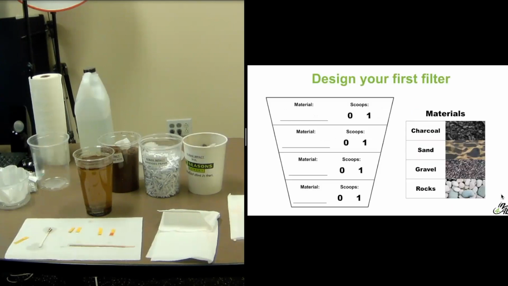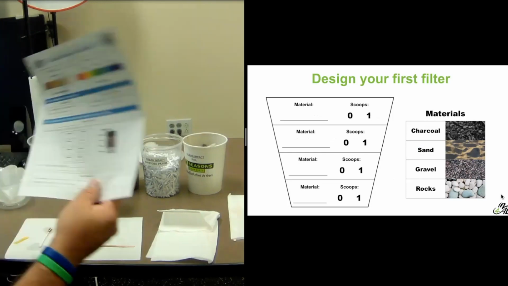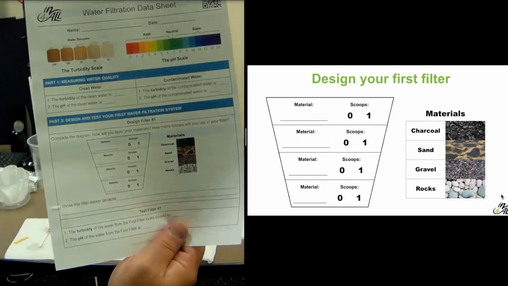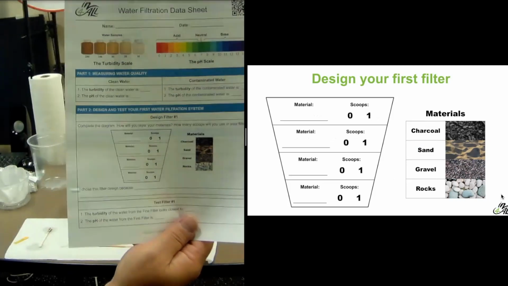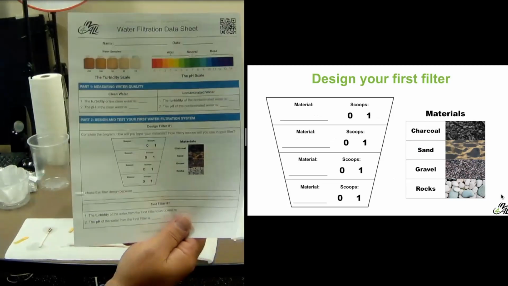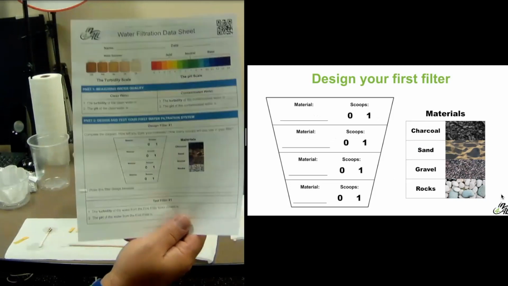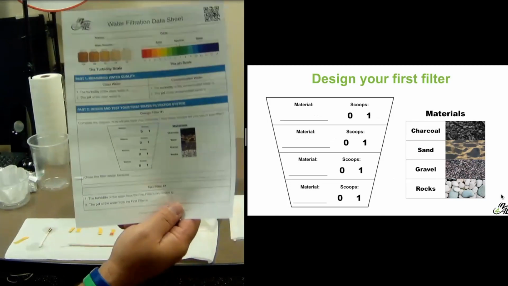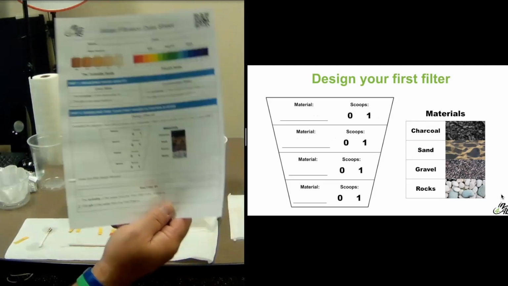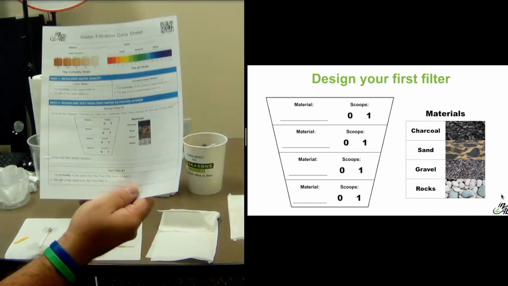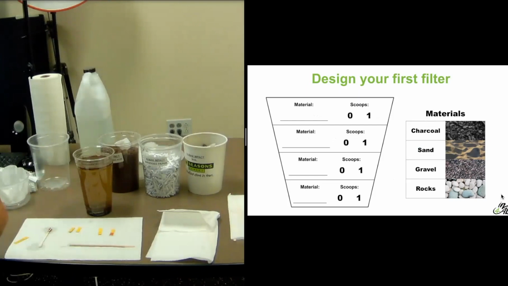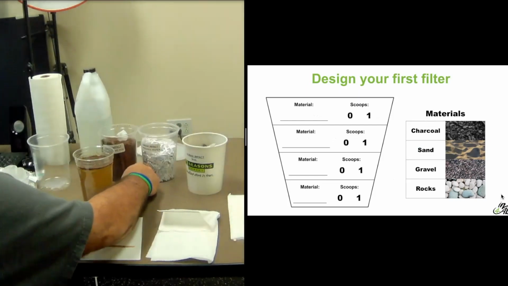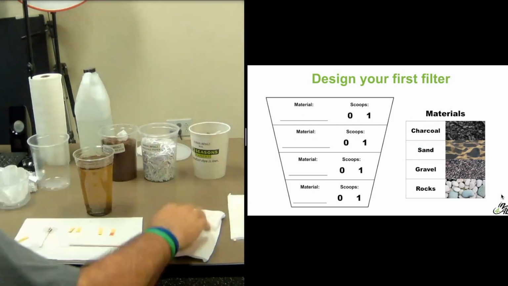Let's move on here. The students, on their data sheet for the first design, will decide which materials to use. They will have a choice of charcoal, sand, gravel, rocks. They can use all of them if they want, 1 scoop of each, or they don't have to. Okay, they can use any of those materials that they want. And in most cases, in my experience, the kids pretty much want to use everything. So let's bring that over here.